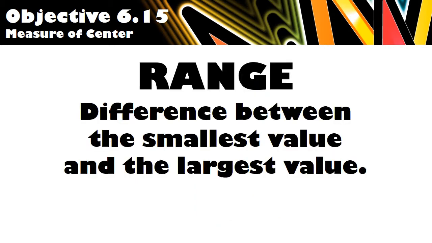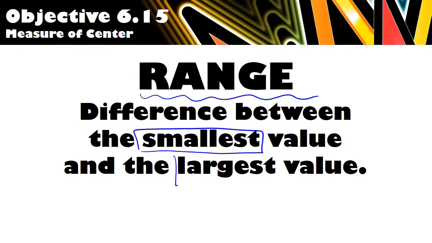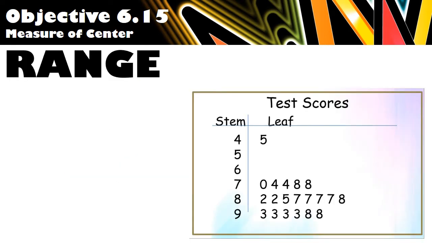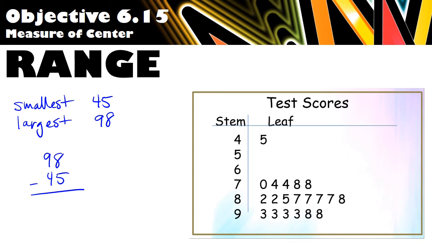Now range. The word range here is the difference between the smallest value and the largest value. So here we have determined the range of this stem and leaf plot. We're going to take our smallest value, which is 45, and our largest value, which is 98. And in order to determine the range, we take 98 minus 45. So we can say that the range of our data set is 43.